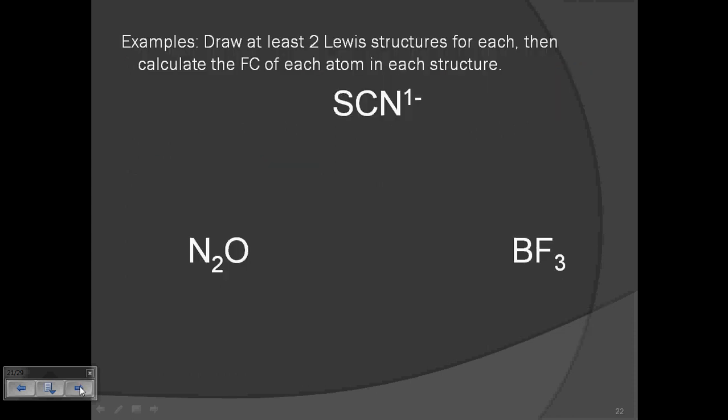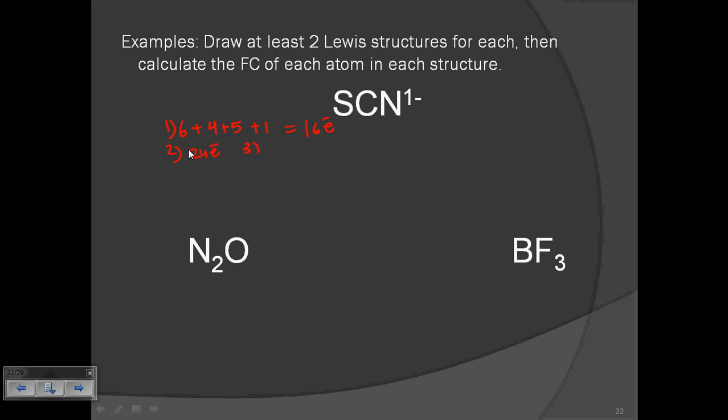Now let's take an example to do it together so you can see what I'm talking about. Let's take SCN- for example. So step 1 is how many valence electrons are in the system. 6 for sulfur, 4 for carbon, 5 for nitrogen, and 1 for a -1 charge. So that's 16 electrons. Step 2, how many does it take to be happy? These are all standard atoms, so 8 times 3, 24 electrons.